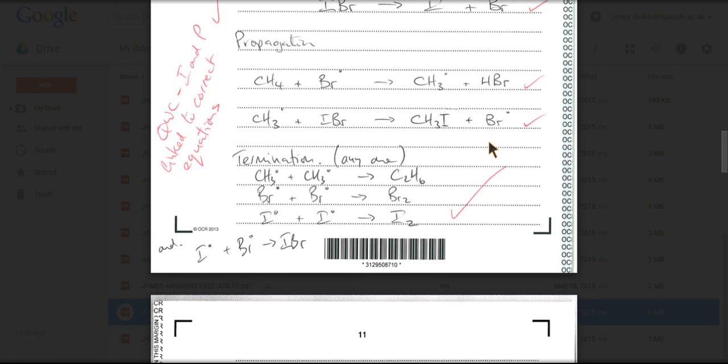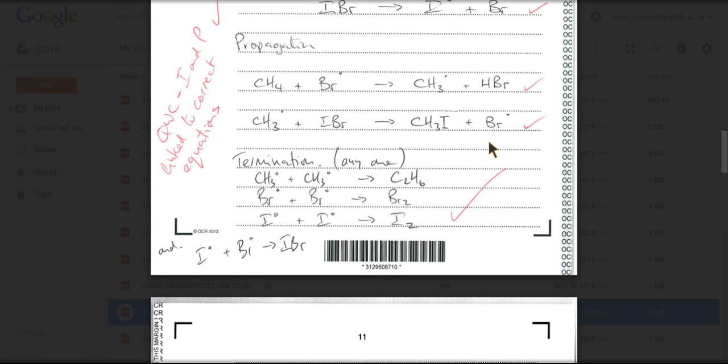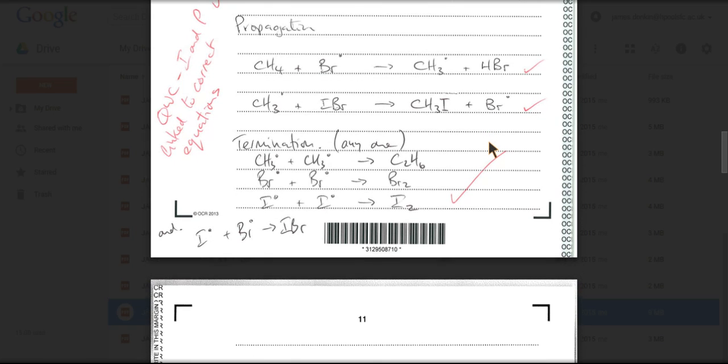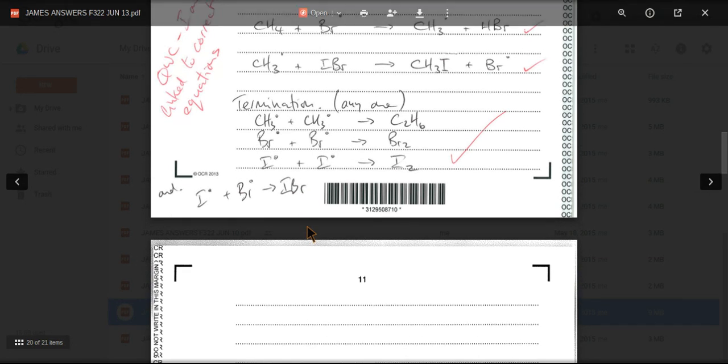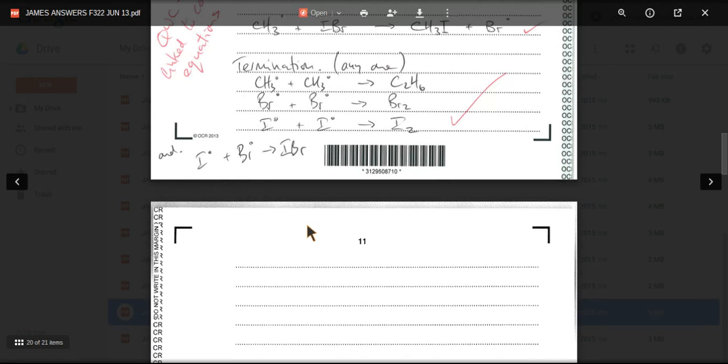And then we had to come up with one of the termination steps. There's lots of possible answers. So you could have two methyl radicals making ethane, two bromine radicals forming bromine, two iodine radicals forming iodine, or an I and a Br radical forming IBr. And I think, yeah, that's the end of the question.